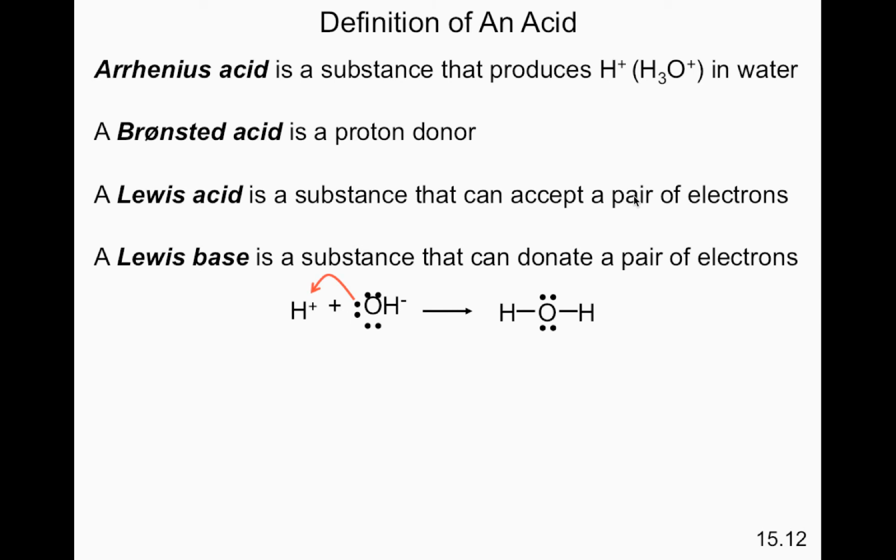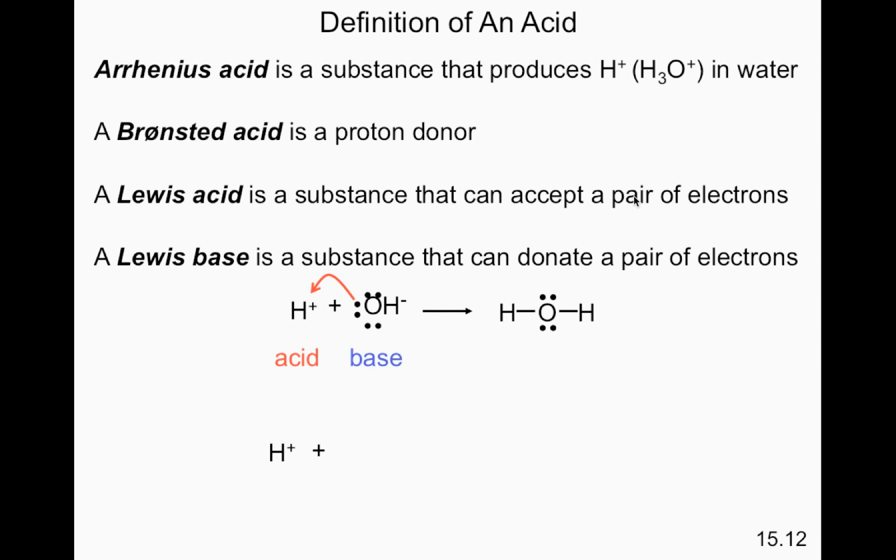The one thing I want to mention is that any substance that's an acid under the first two definitions is also going to be an acid under the Lewis definition. A substance that's a base under the first two definitions will also be a base under the Lewis definition. So what does the Lewis definition do for us? It allows many, many more things to be a base than we had before. And we don't need water.